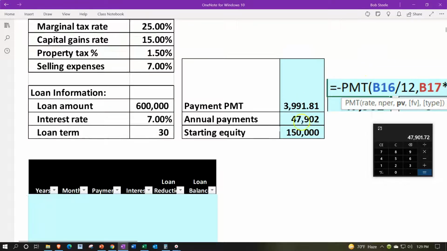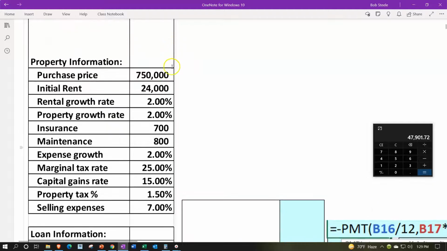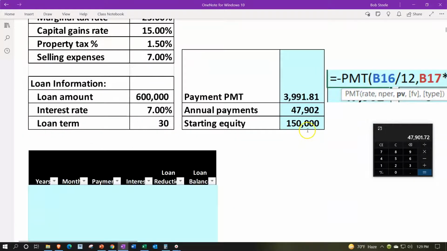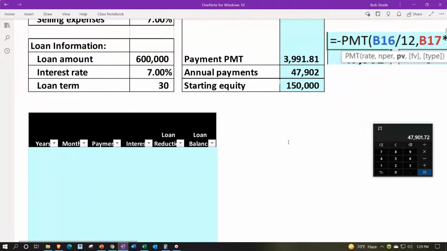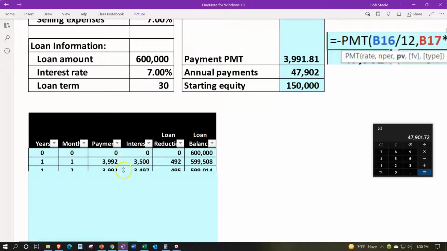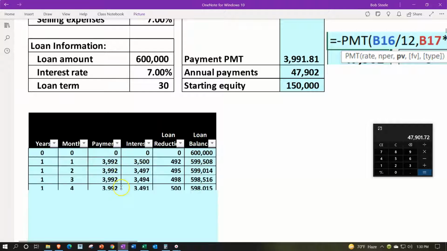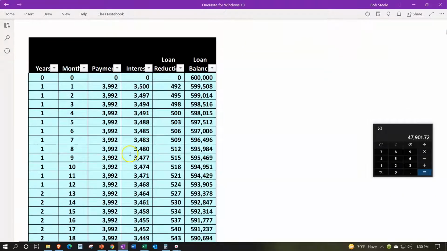And the starting equity, in essence 20% of the 750, would be the 150,000. That's our initial down payment. We can then construct an amortization table, which we've seen in the past from this loan data. The 600,000 up front, that's our loan amount. The payments at the 3,992, interest being calculated based on the 7%, and then the loan decreasing period to period, month to month.